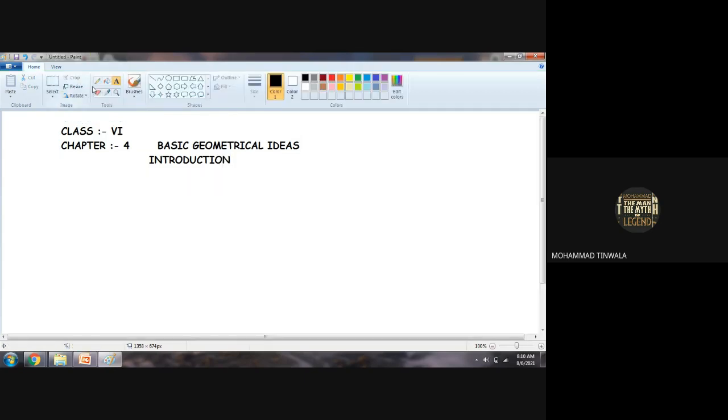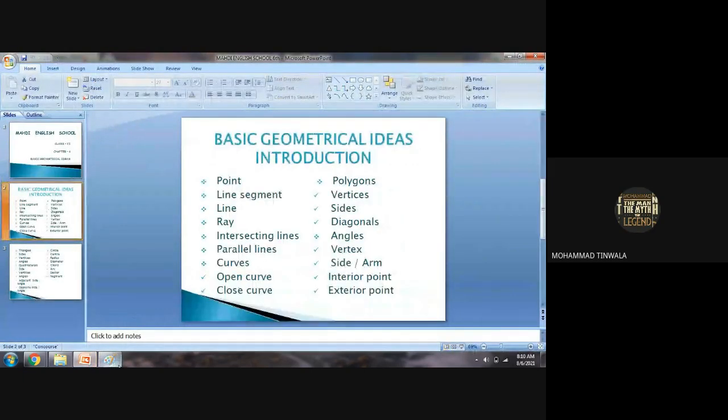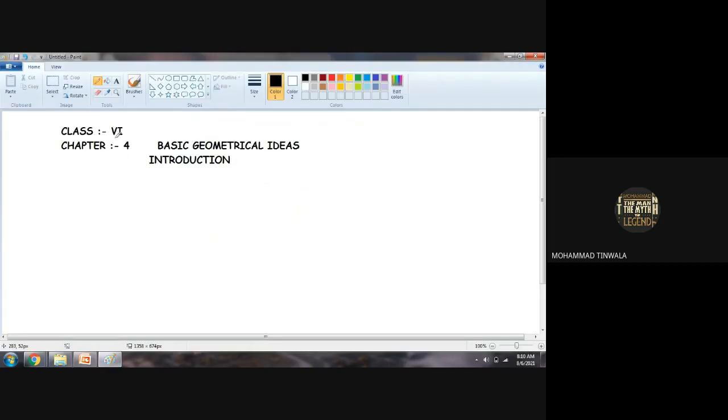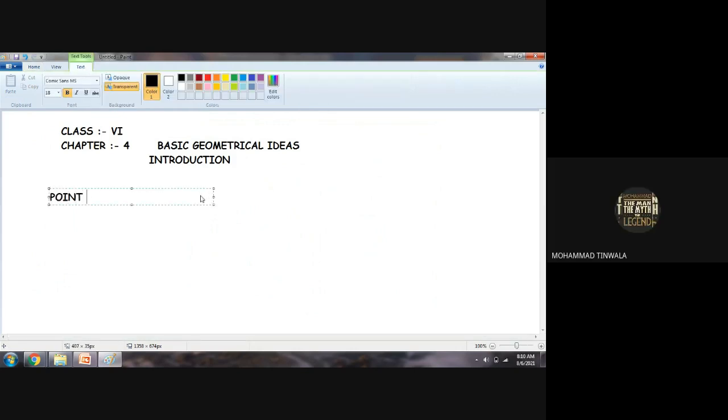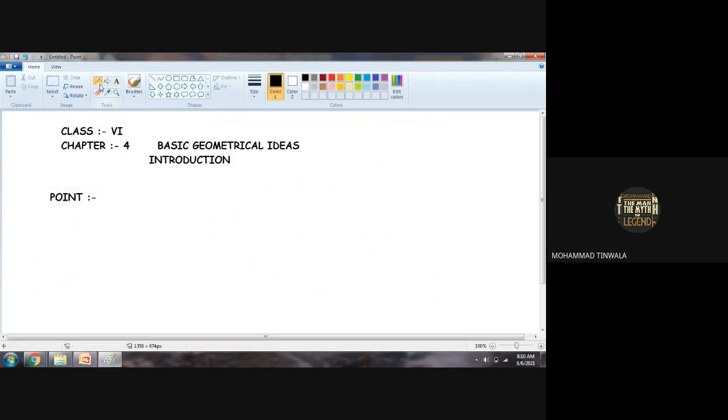Okay. Is everyone getting my screen on their screens? Yes, sir. Okay, see the first topic we have to study is point. Basic geometrical ideas introduction. The first topic is point. Who will tell me what you mean by point? Point means dot. Very good. First topic is point. I can say a bold dot, vertex or vertices, or I can say point. Can I say this is a point? And if I give it a name from A to Z, say O, this is known as point O. Are you getting my point?